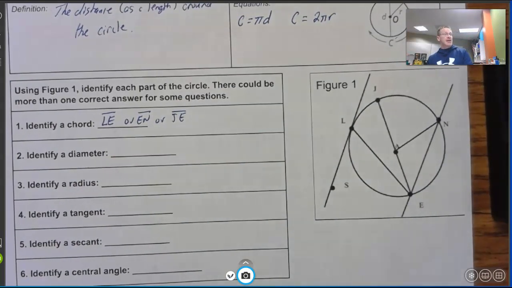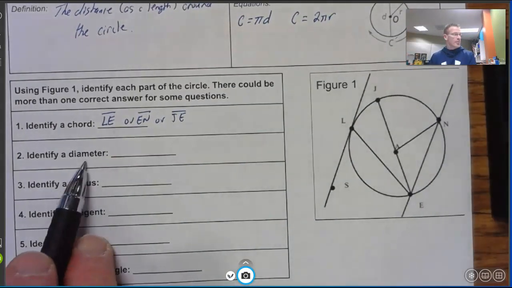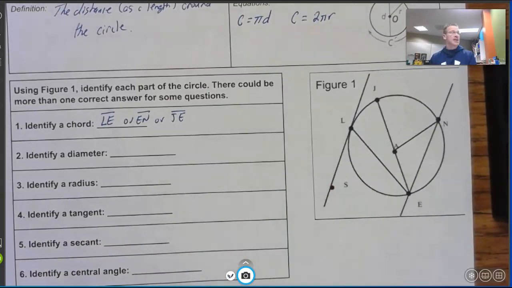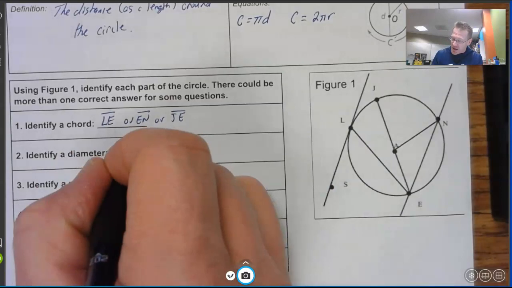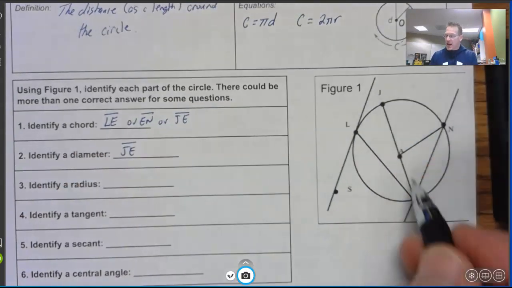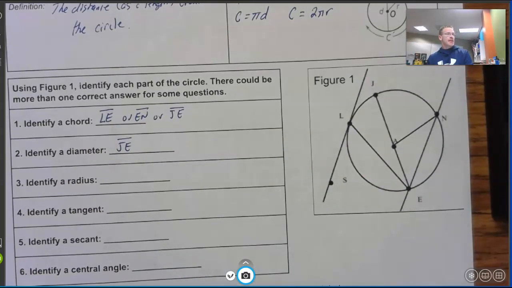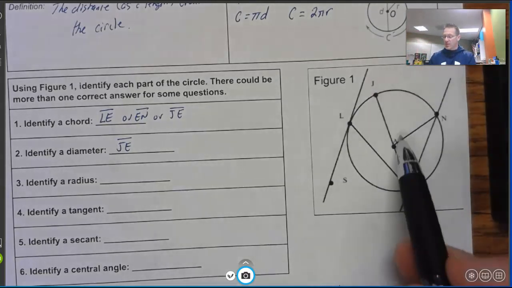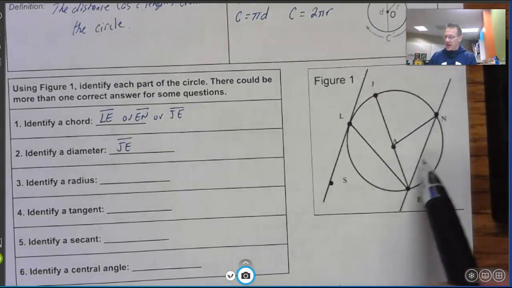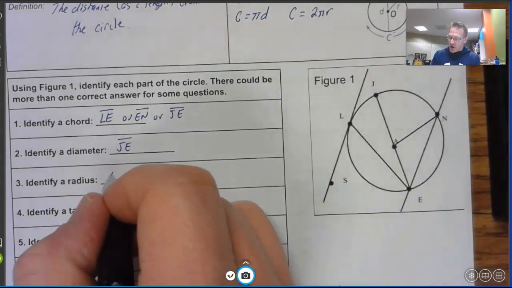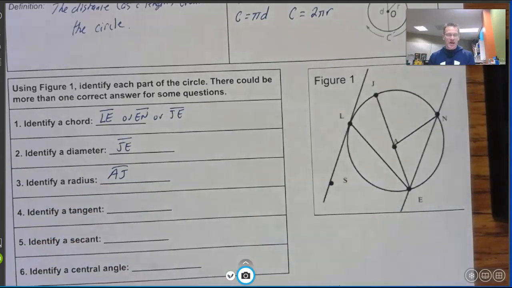Now, JE also is, if we look at number 2, a diameter, because it has endpoints on the circle and it contains the center of our circle. So JE is the only diameter drawn in figure 1. Now, identify a radius. A radius is center to the edge of the circle, and you can see we have several of those, like AJ, AN, AE. Any of those that are drawn there would work. So I'll just put AJ.